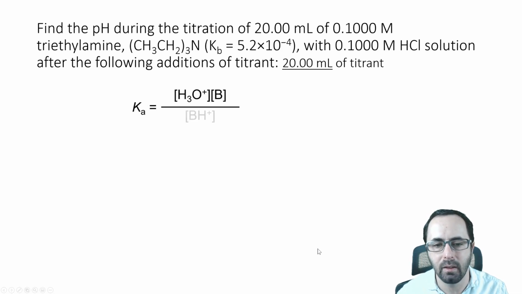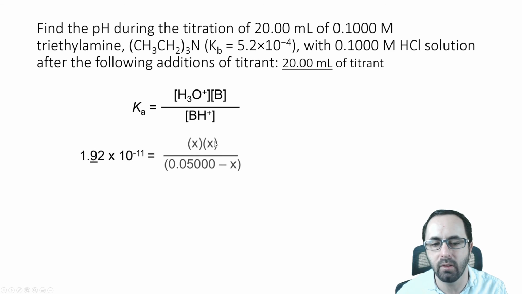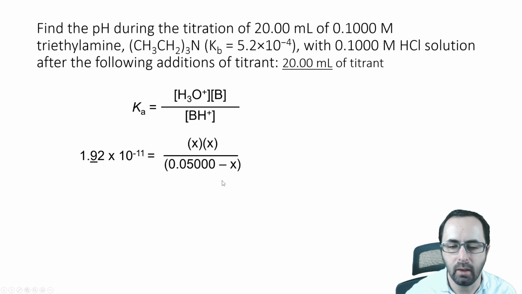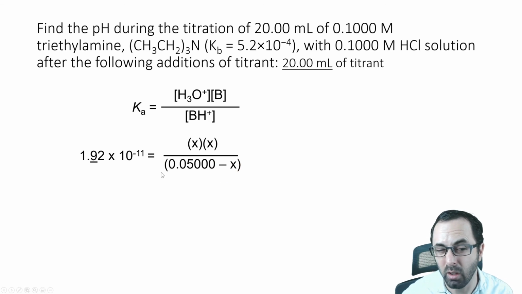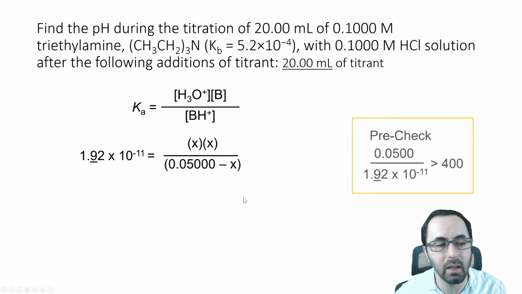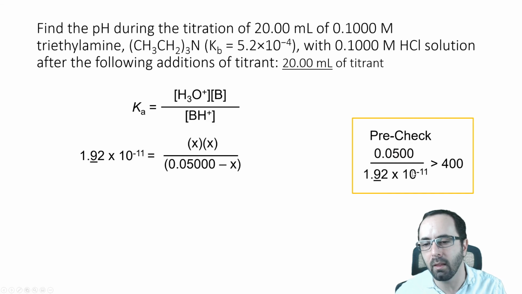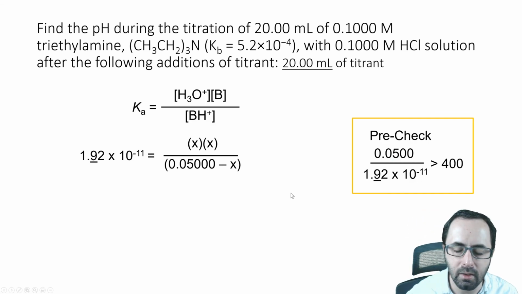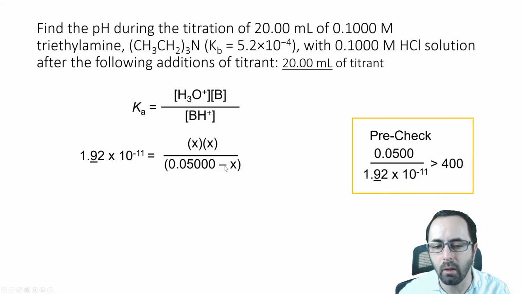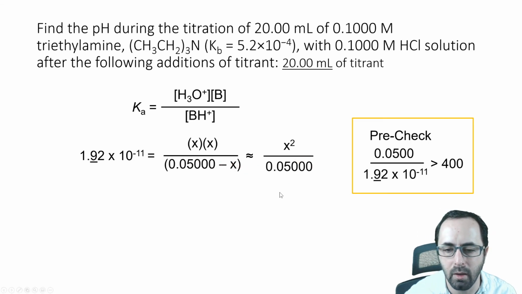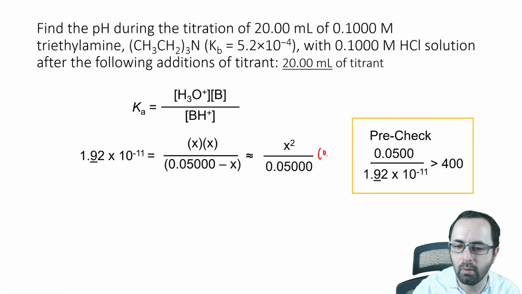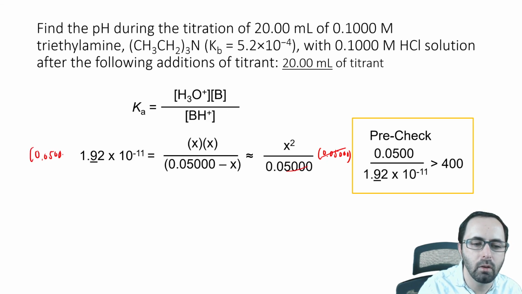So Ka is hydronium times base over BH plus, so that was X times X over 0.05 minus X. We should do a pre-check, although you can probably see Ka is really small here. So our pre-check this time will pass. We take our initial concentration, 0.05, and divide it by the K. We get that this is far, far greater than 400. So we're totally safe here. X is going to be small. So on the top, we'll have X squared. On the bottom, we'll have 0.05 minus X, but the X is so small, we can just say this is about the same as 0.05. So now let's multiply both sides times 0.05. That will cancel here.